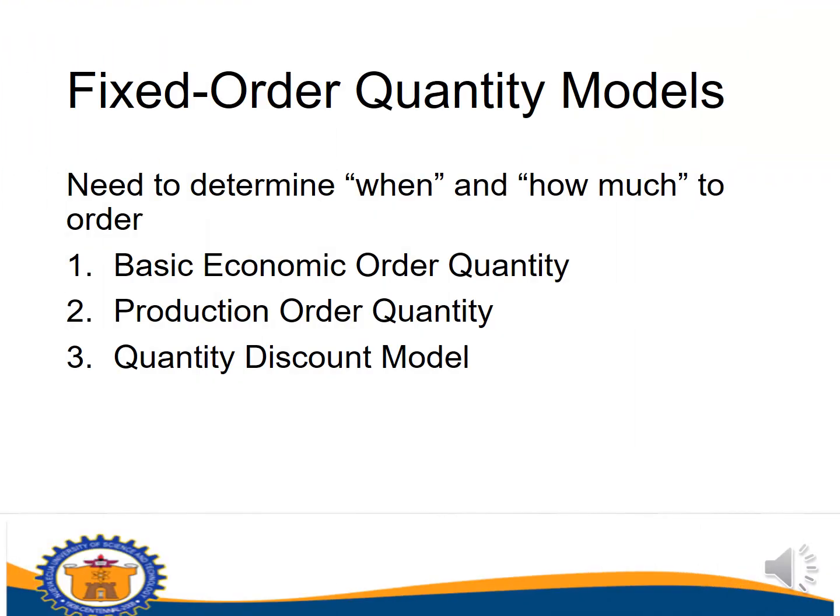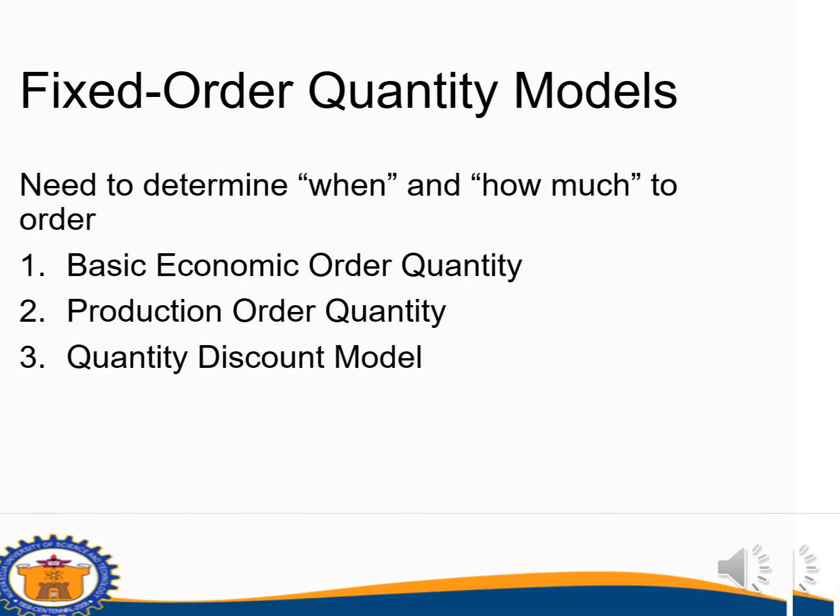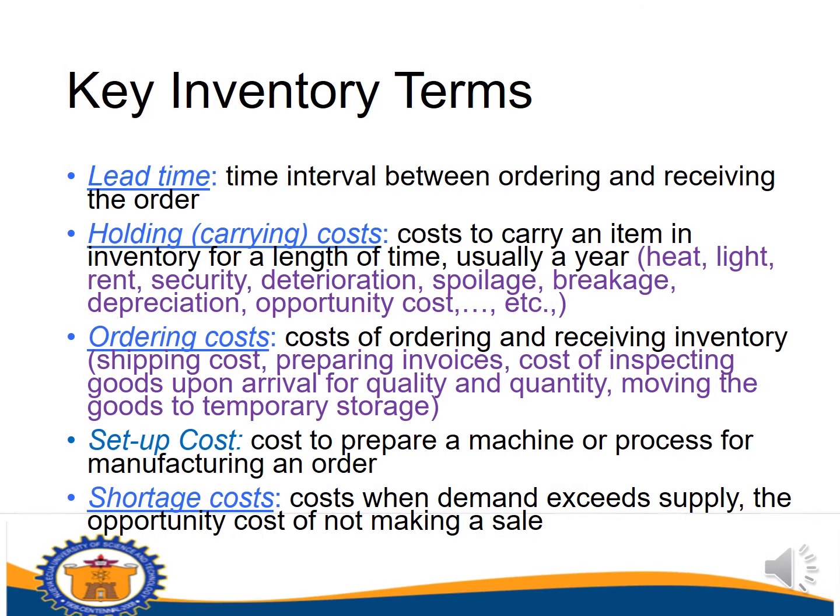So first, we have fixed order quantity models. These need to determine when and how much to order, which include basic economic order quantity, production order quantity, and quantity discount model. Before I discuss those models, I have here key inventory terms.